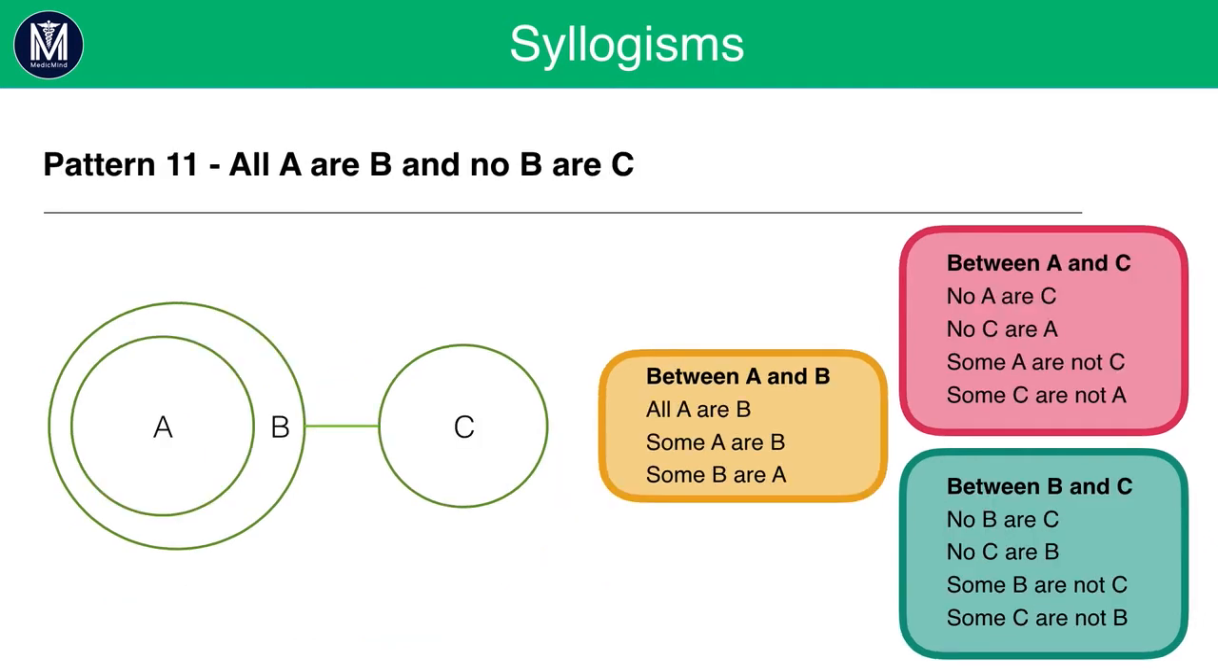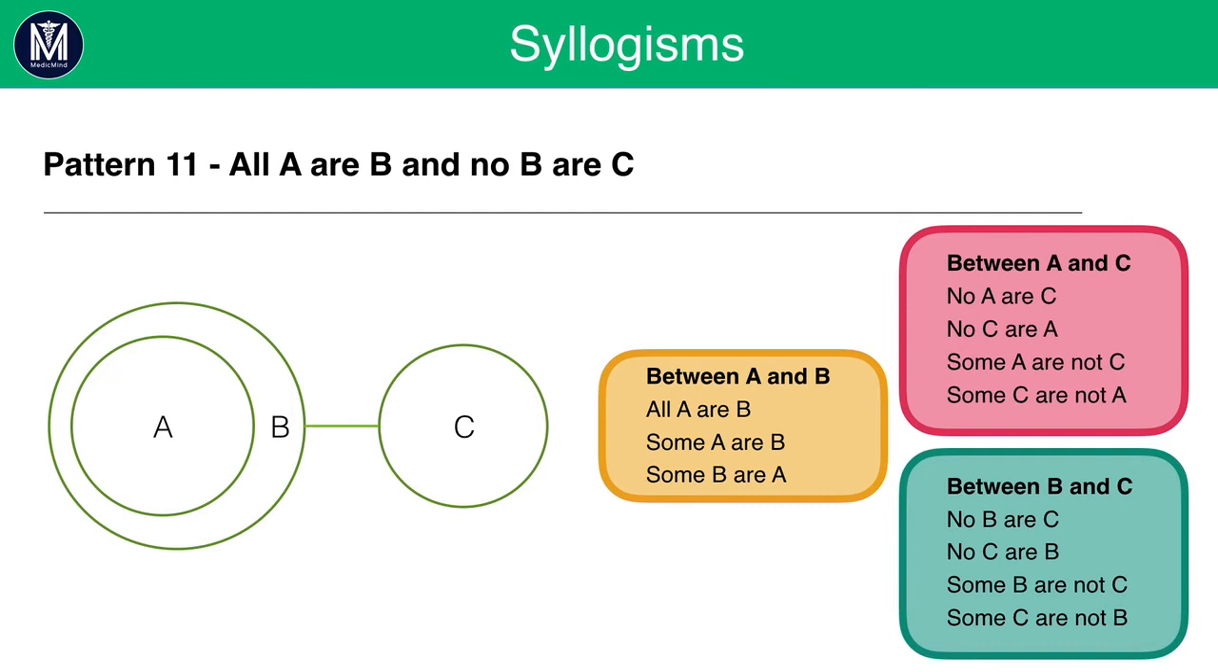Pattern 11. All A are B and no B is C. So here, A is enclosed within B, and the whole AB circle is separate to C. So the relationship between A and B is as normal: all A are B, some A are B, and some B are A. Between B and C, we know that no B are C, no C will be B. Some B are not C, and some C are not B.